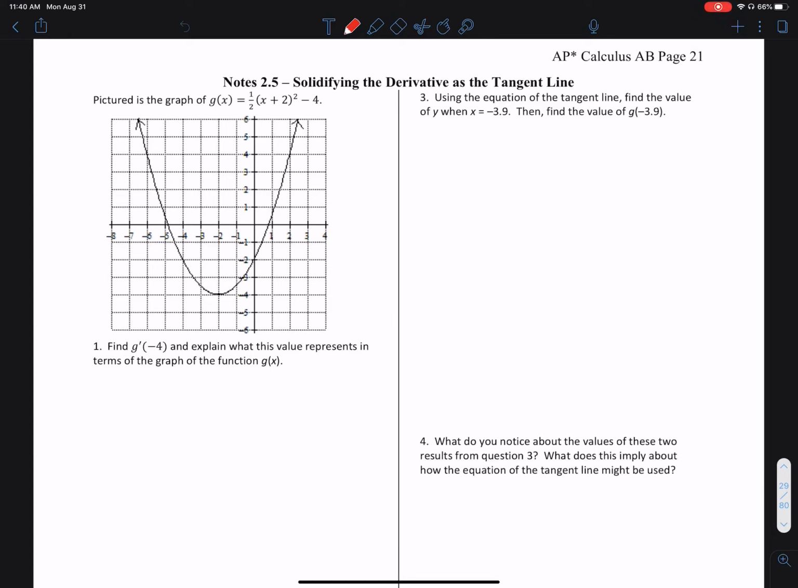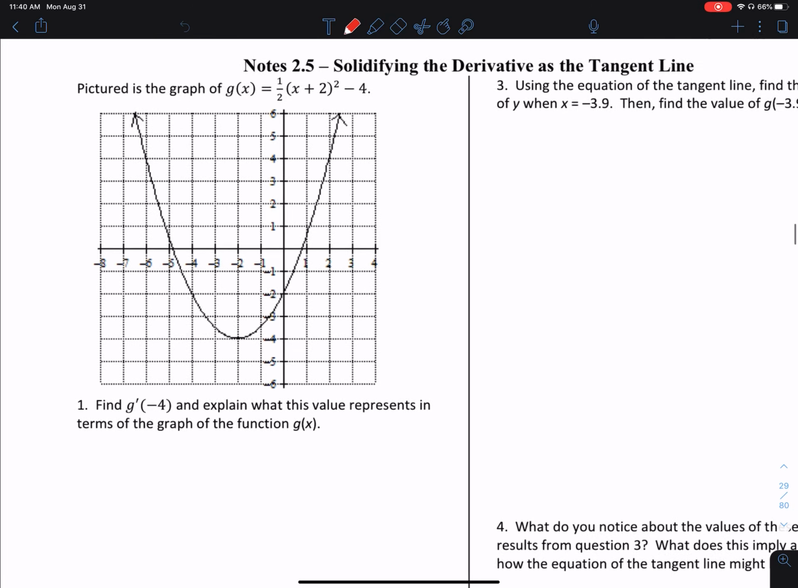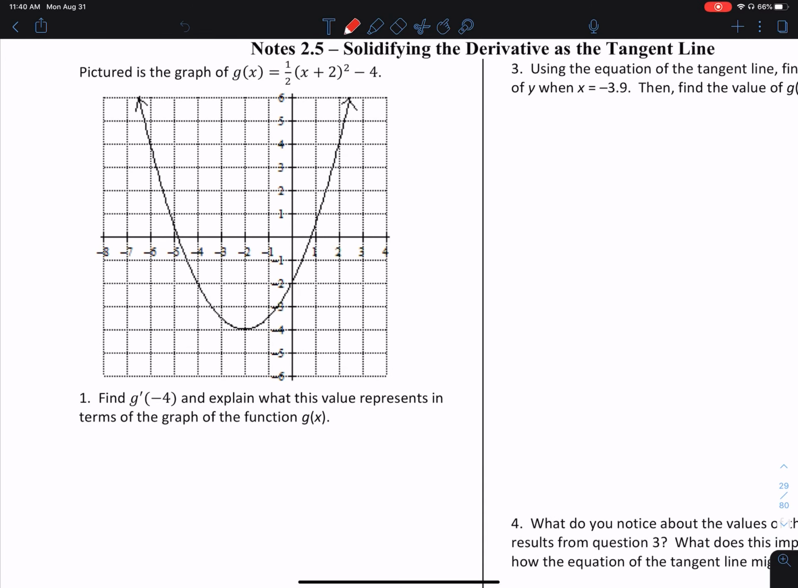This is notes 2.5, solidifying the derivative as a tangent line. Pictured is the graph of g of x, and we're going to use that graph to answer all four of these questions. Number one, find g prime of -4 and explain what the value represents in terms of the graph of the function g.